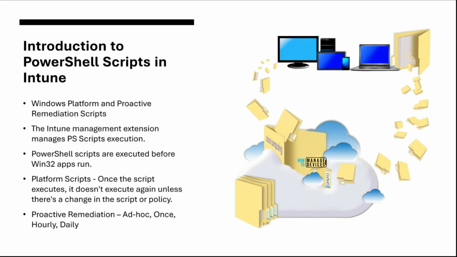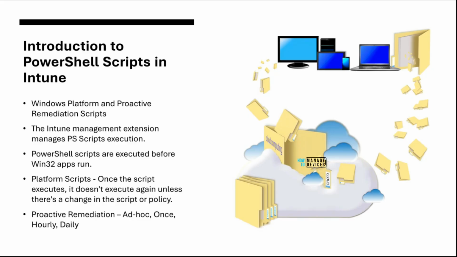So for platform scripts, as I said, once the script execution is successful, it doesn't repeat the invoking, right? If it fails, then it tries three times in a day, and if the script fails consecutively three times, then the GRS, which is the global retry schedule, comes into the picture, and the script is put on hold for the next 24 hours.